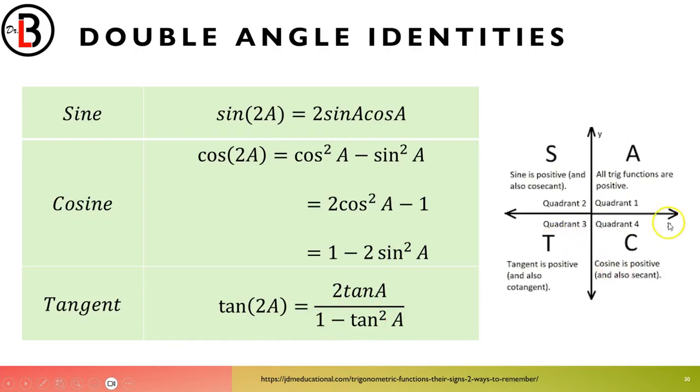Do take note of the quadrants. In the first quadrant, all trig functions are positive. In the second quadrant, sine and cosecant are positive. Third, tangent and cotangent are positive. And lastly, for cosine and secant, it's the fourth quadrant where they are positive.